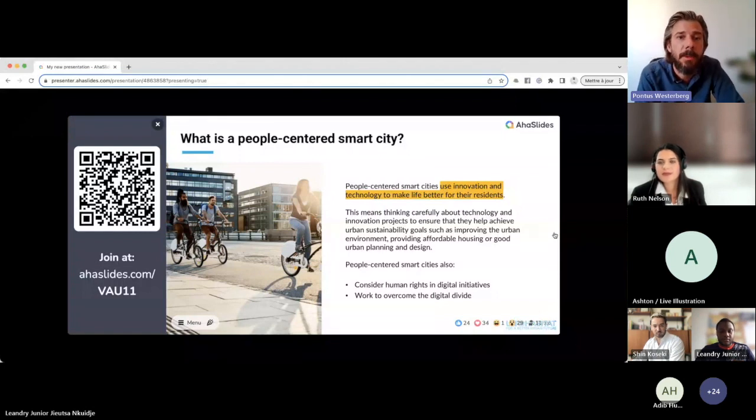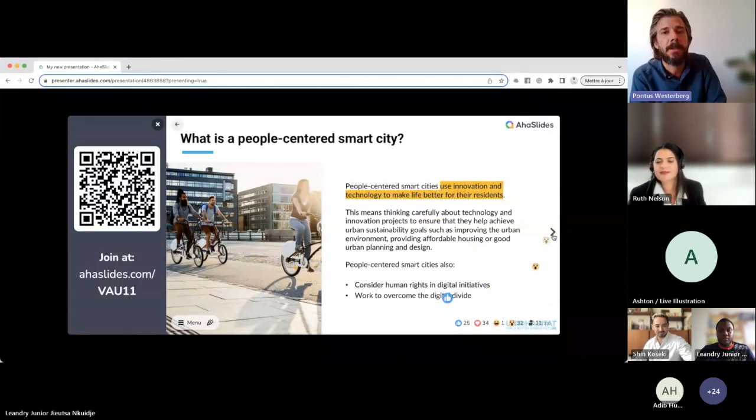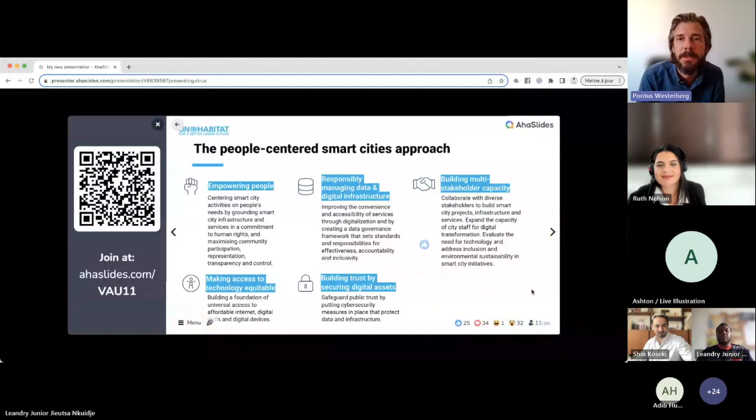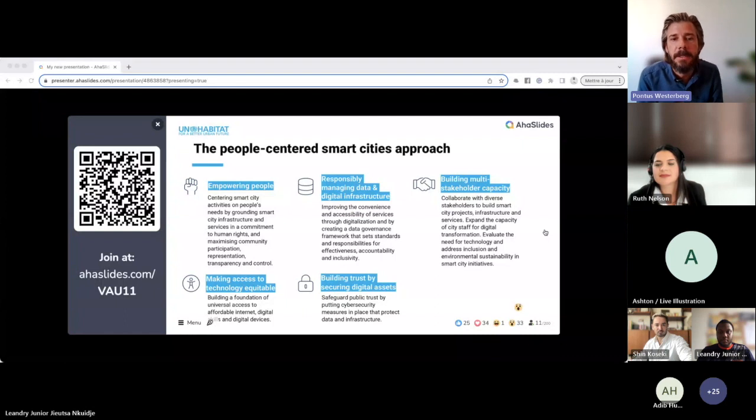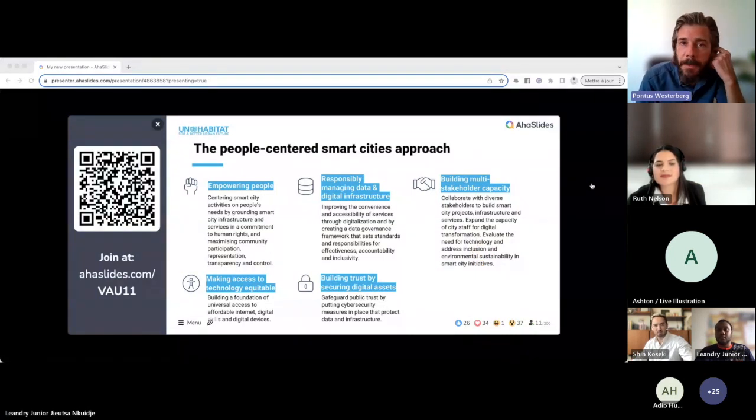We have a number of what we call playbooks for local governments with practical tips on how to do this. We have some guides on digital rights. We've also done some work on AI with Shin and other colleagues, and more of that is coming out. And it's really heartening to see this movement on people-centered smart cities moving forward. And here are, one could call them, five principles or five approaches: empowering people, making access to technology equitable, managing digital infrastructure, building trust, and the importance of multi-stakeholder capacity.